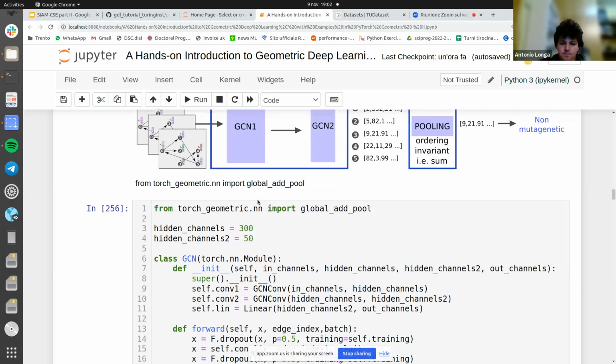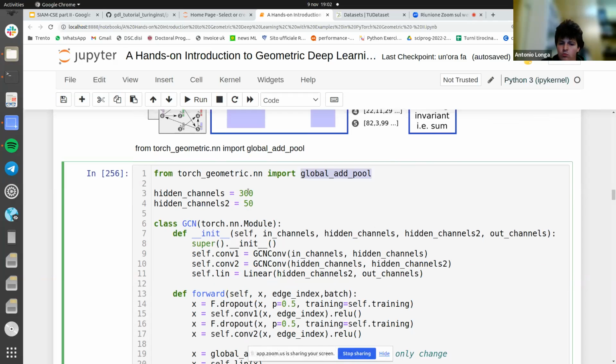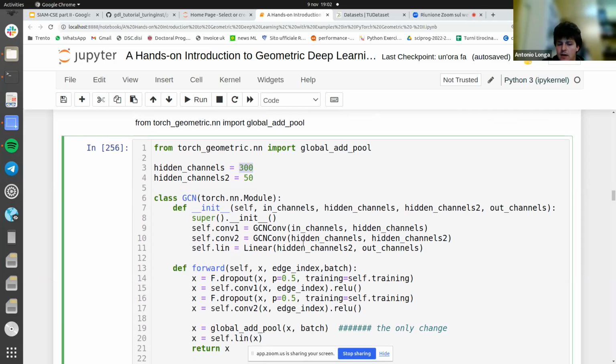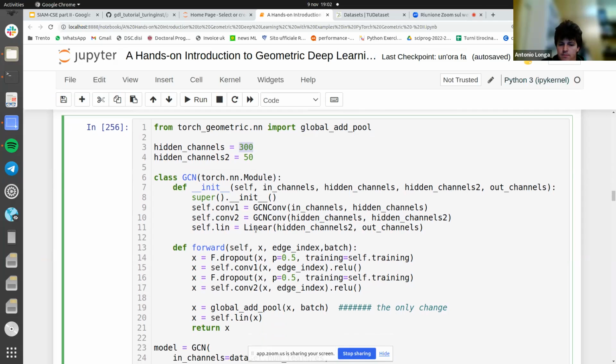In terms of code, which are the differences? Basically nothing. First we have to import a global pooling operation. In this case, I'm using global add pooling. I'm using the same network that goes from the input space to 300 to 50, and then the linear layer. So in terms of initialization of the models, we have our convolution, the second convolution, and the linear layer.